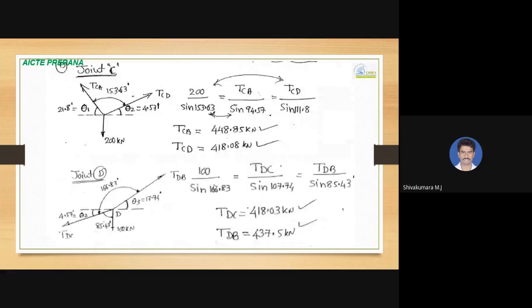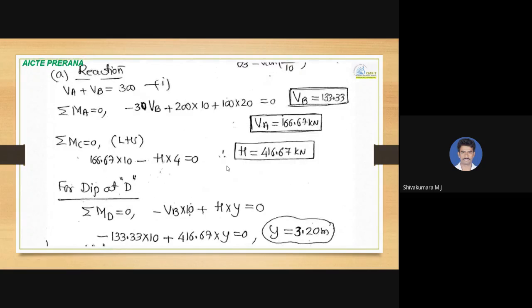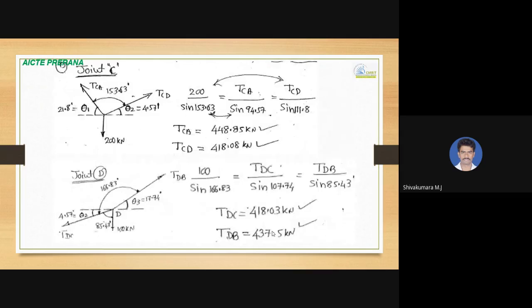Any one side portion you take, moment at D equal to 0 means VB into 10, trying to rotate in anti-clockwise, negative, H into YD, that is rotating in clockwise, positive. Value of H we know, value of VB we know, so that YD we are going to get as 3.2 meter. So after determining this 3.2 meter, we need to calculate this theta 1, theta 2, theta 3. Already I explained how to calculate that theta 1, theta 2 and theta 3. Now you come for calculation of member forces in different segments of the cable.